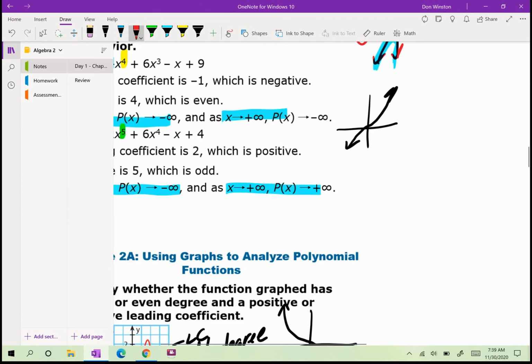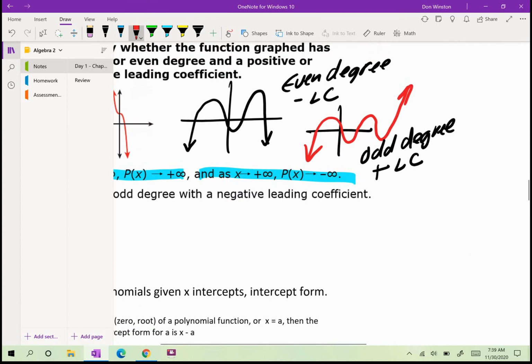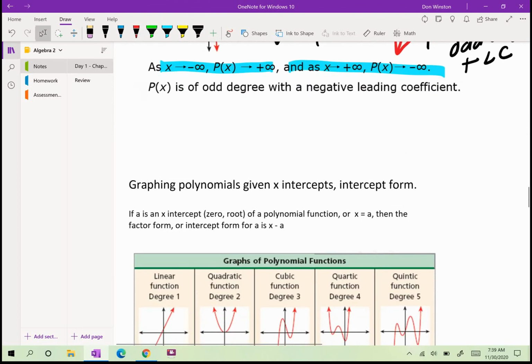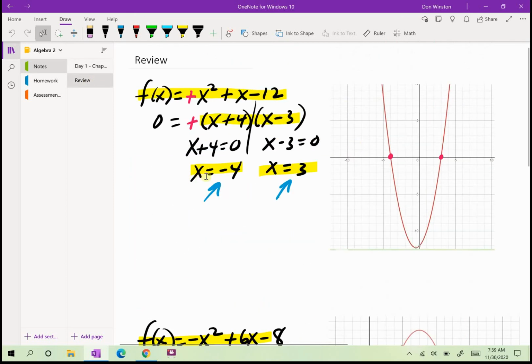Some other things that would be important here. Now we can graph polynomials given the x-intercepts in intercept form. If a is an x-intercept, or zero, of a polynomial function, or x is equal to a, then the factor form or intercept form for a is x minus a. That's exactly what I was talking about when I began the lesson. Here my zero was x equals negative 4. My factor would be x plus 4. Here my zero was x equals 3. My factor would be x minus 3.